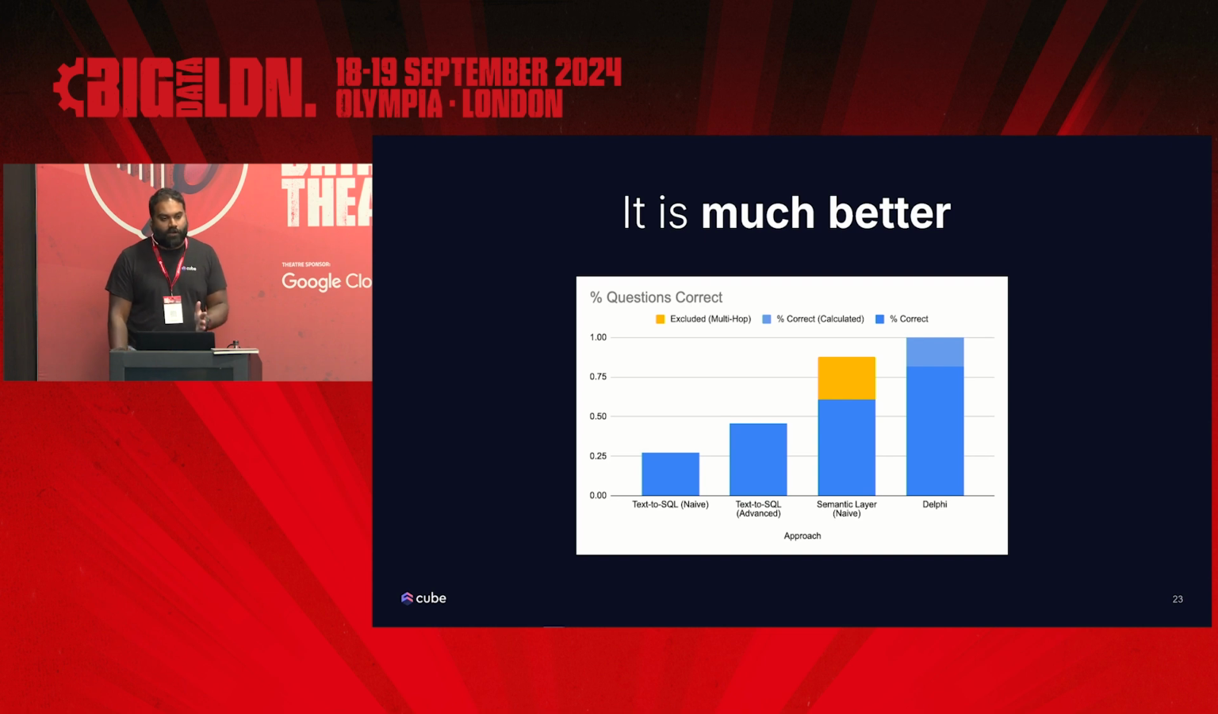So the third column is what DBT Labs replicated for the benchmark. Their semantic layer can't do multi-hop joins, so it couldn't do some of the questions. But then the last column was what we did at Delphi. So we used Delphi with Cube, and we set up a semantic layer in Cube for this data model and ran the questions, and we got 100% accuracy.